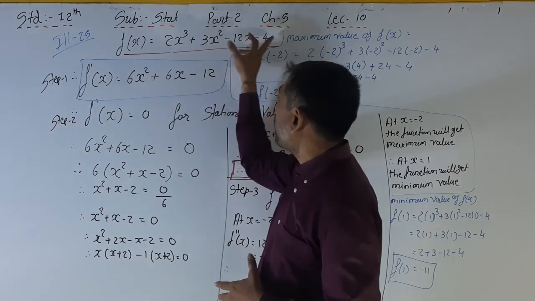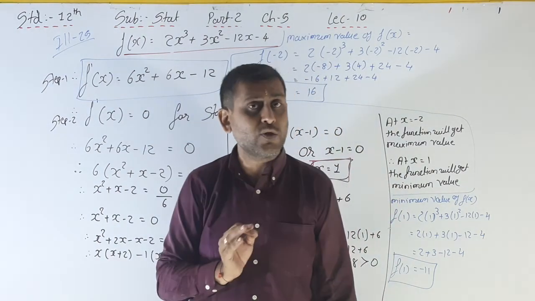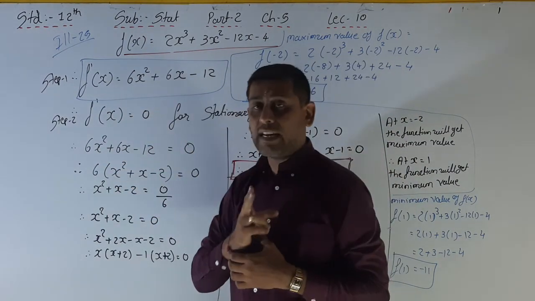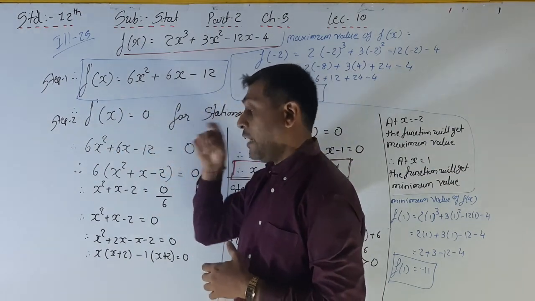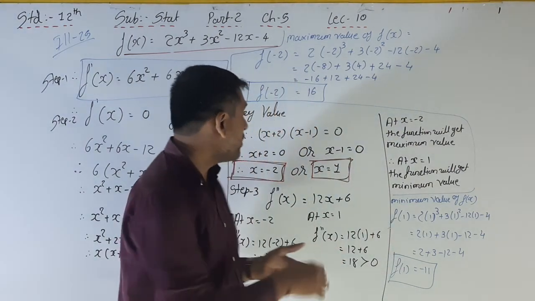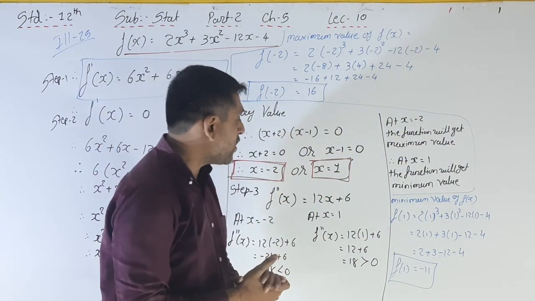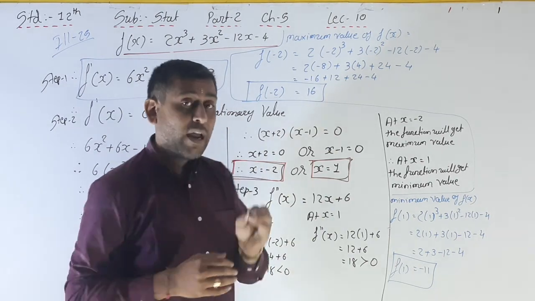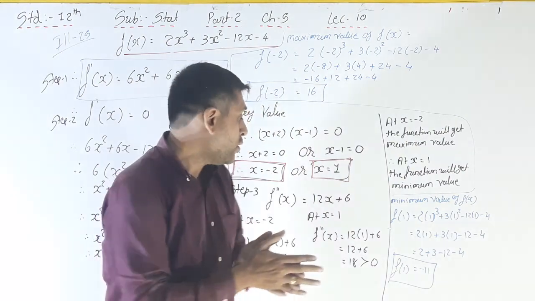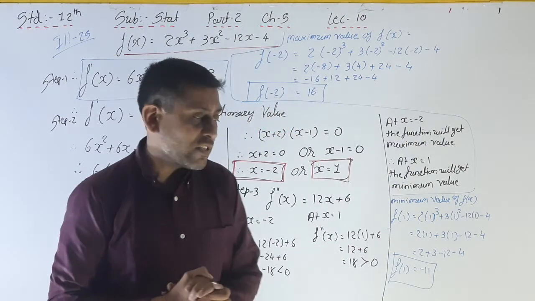See, this is your question. What is the first step? We have to find out the first differentiation. That is your first step. Then, what is the second step? We have to put f'(x), that is the first differentiation, equal to 0 and find the stationary values. This is your stationary value of f(x), where the function is maximum or minimum. So here x = -2 and x = 1, two values, are the stationary values.